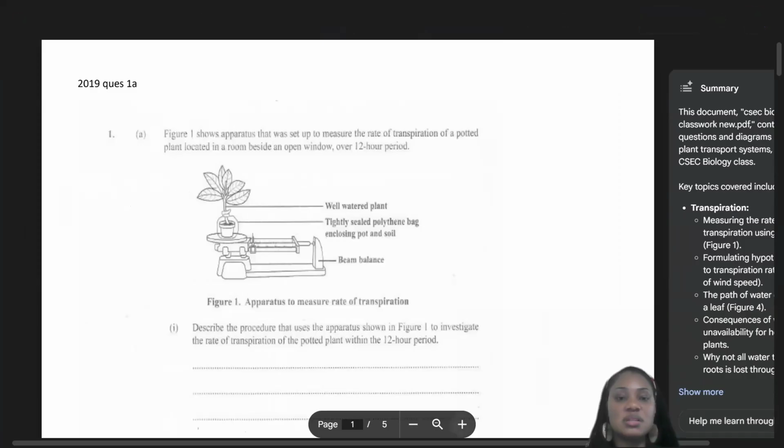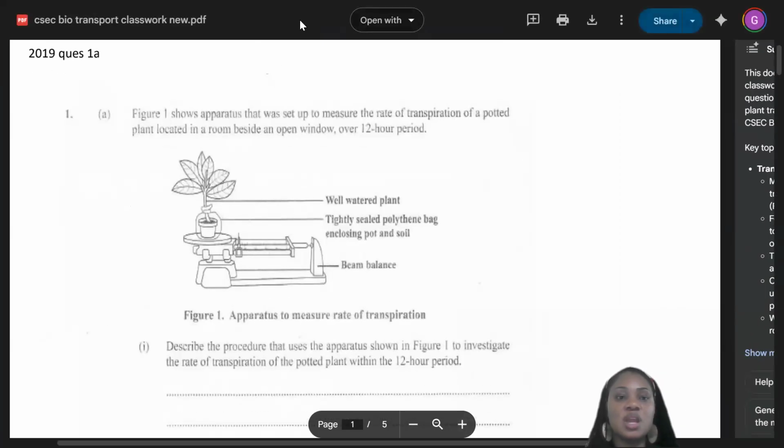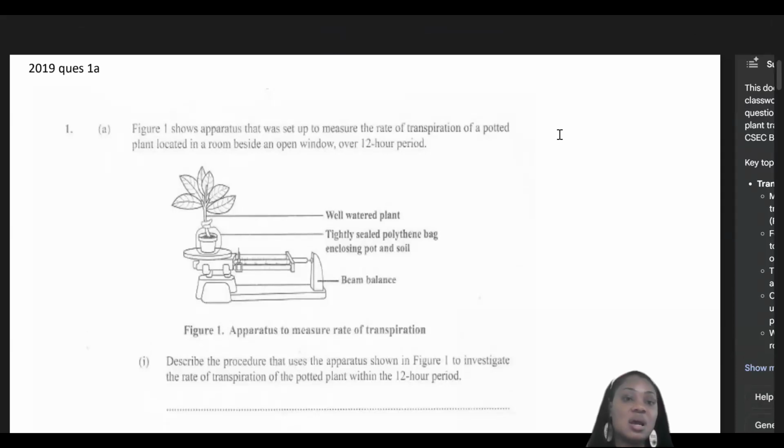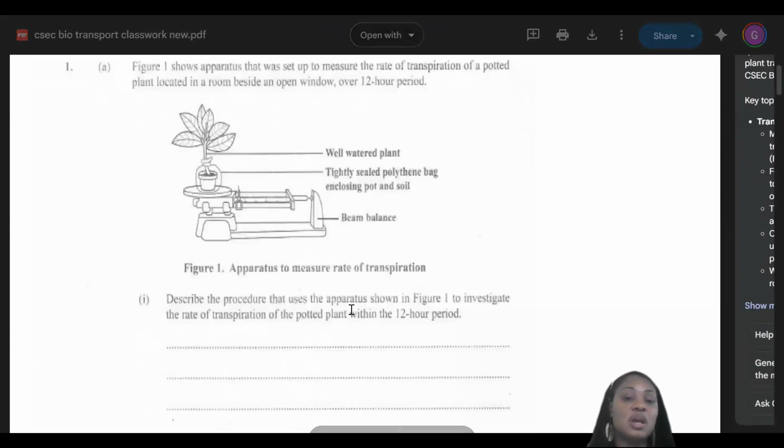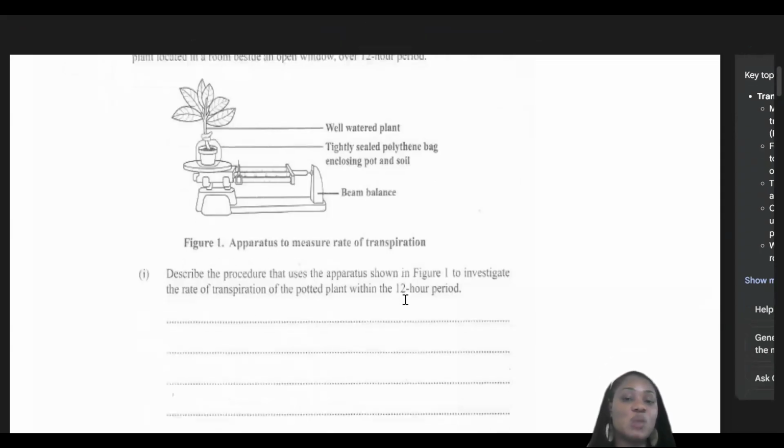So the first one says, and this is from 2019, Figure 1 shows the apparatus that was set up to measure the rate of transpiration of a potted plant located in a room beside an open window over a 12-hour period. Describe the procedure that uses the apparatus shown in Figure 1 to investigate the rate of transpiration of a potted plant within the 12-hour period.